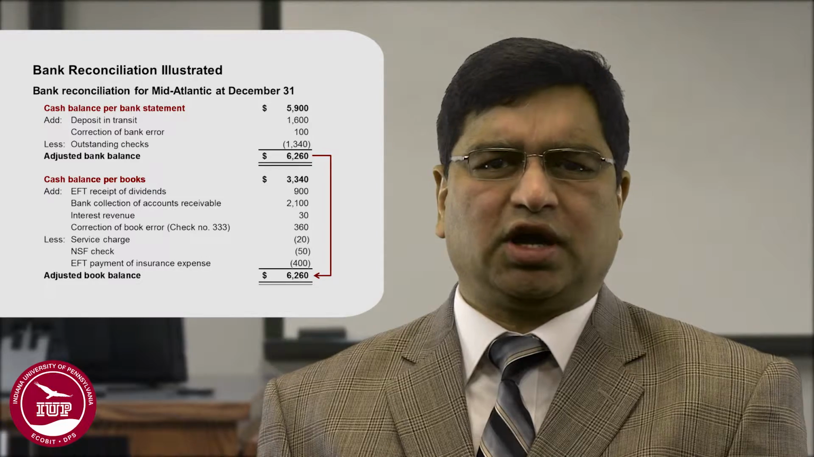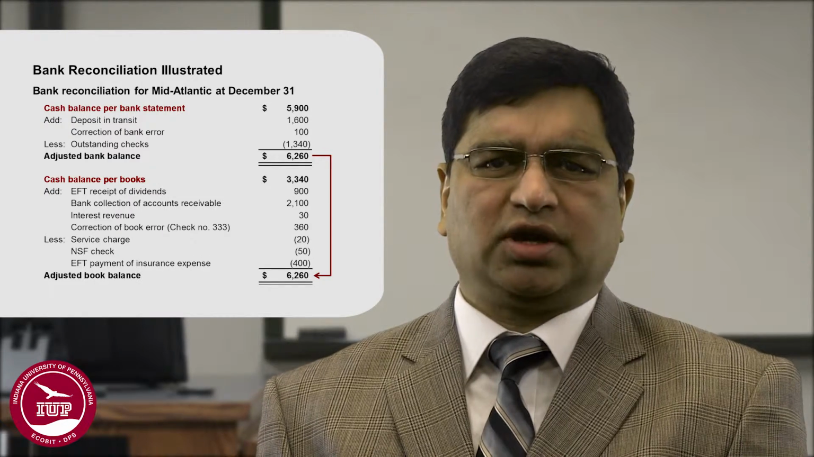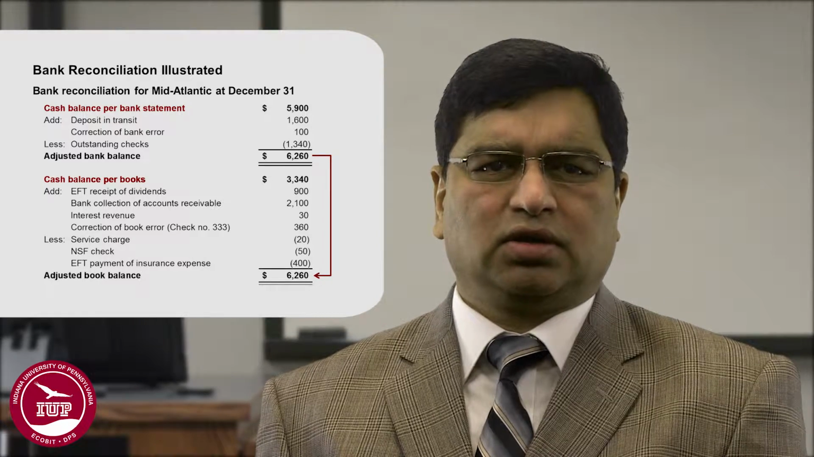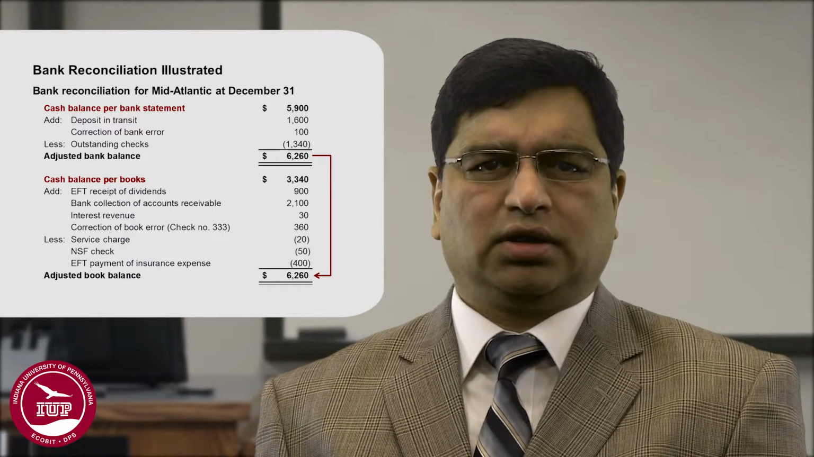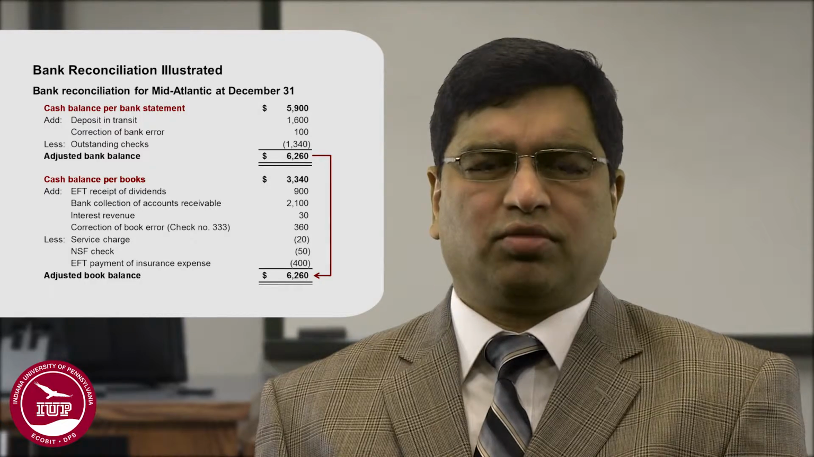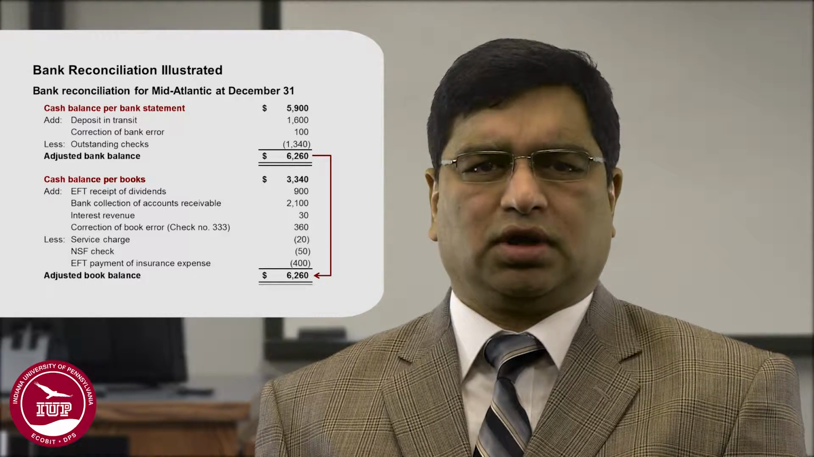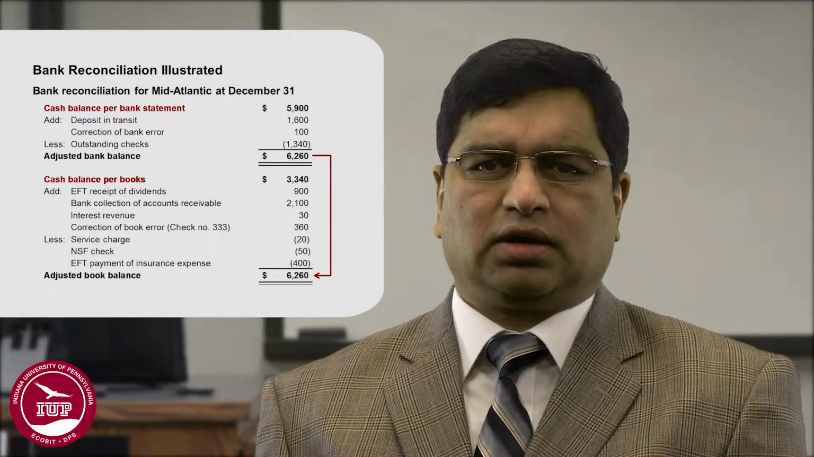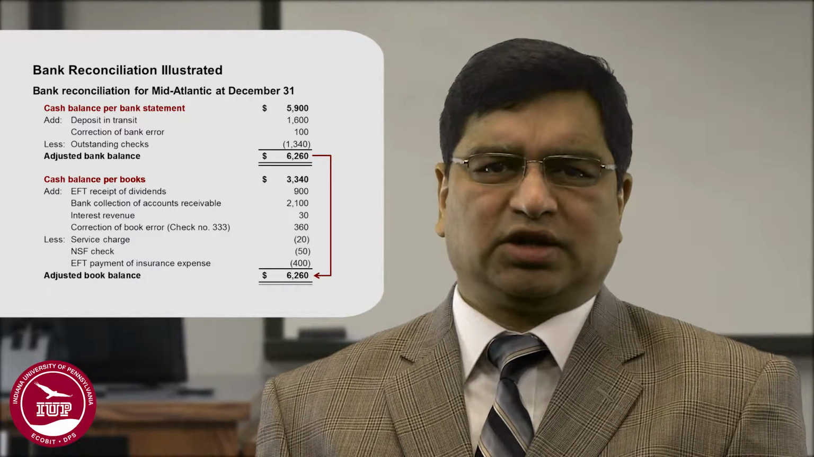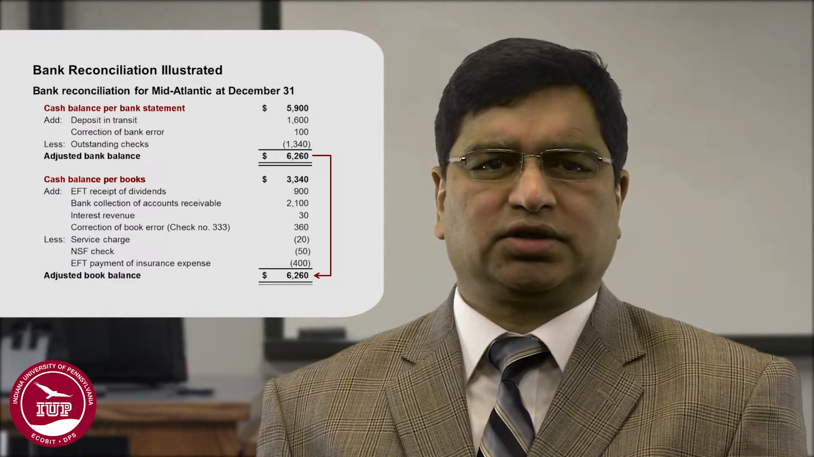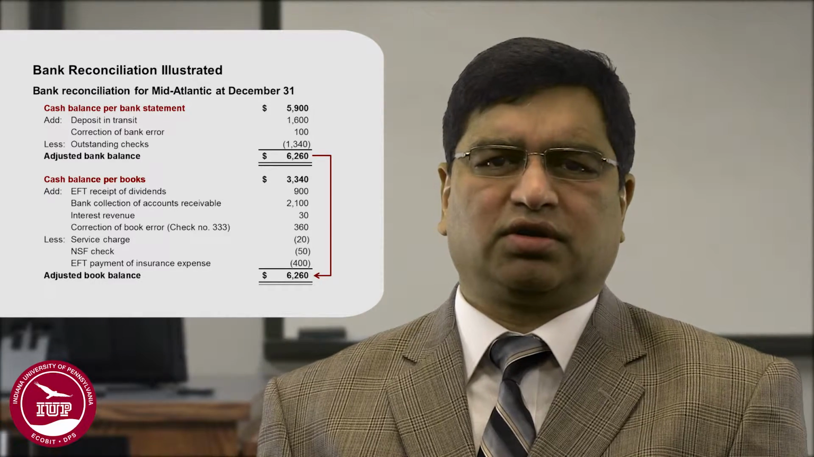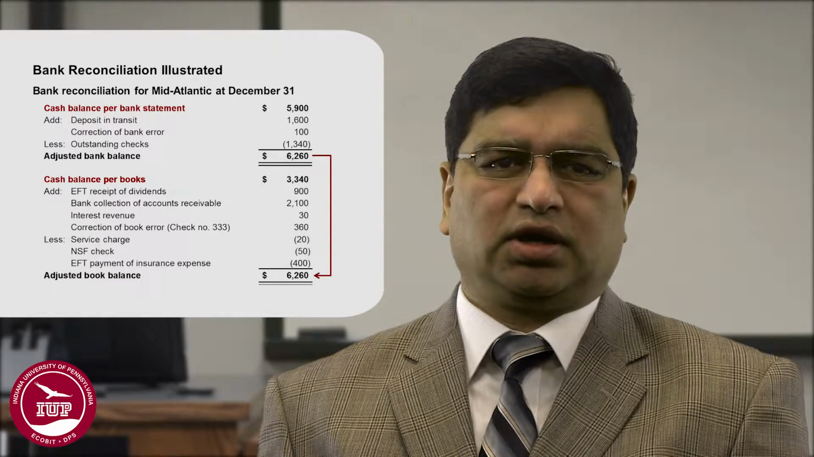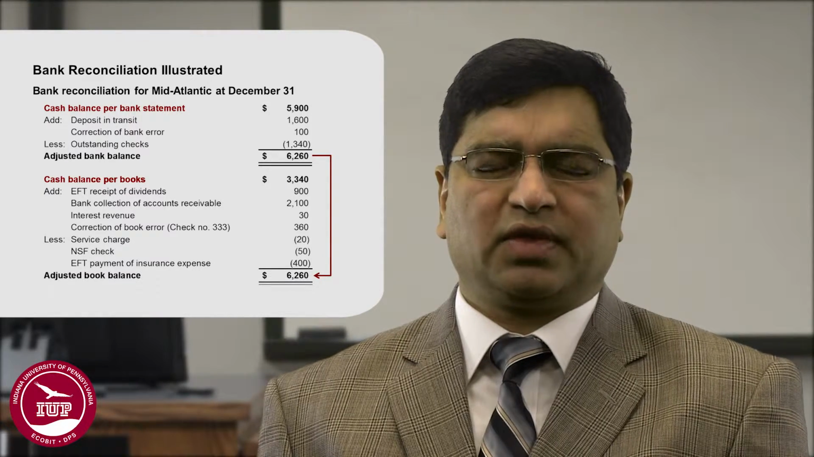So you start with the cash balance. Say your cash balance as stated in the problem is $5,900. Then you had made the deposit, but it is not recorded by the bank. So as per the bank, the balance is less by $1,600. So you add that $1,600, the deposit in transit, so that your bank balance is reconciled with the cash balance.